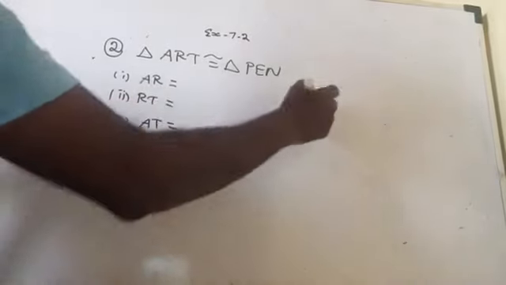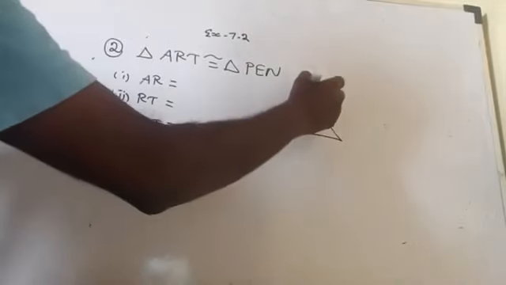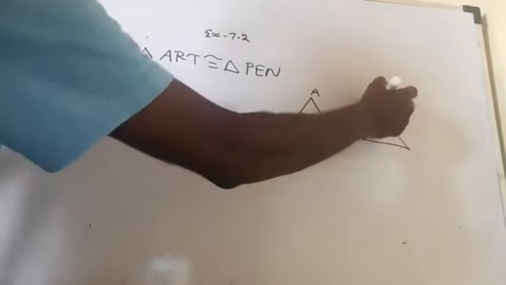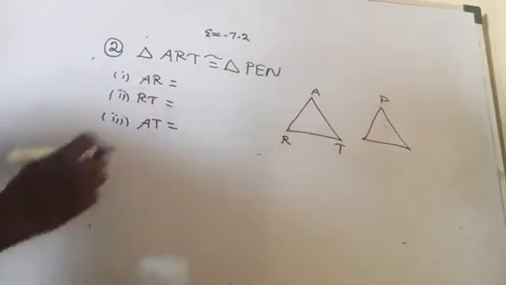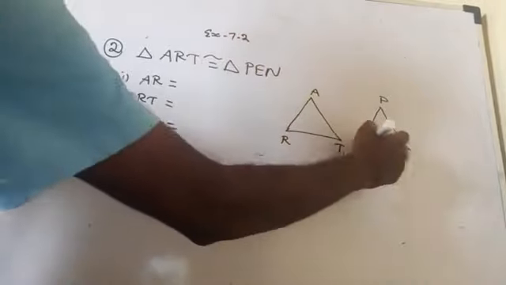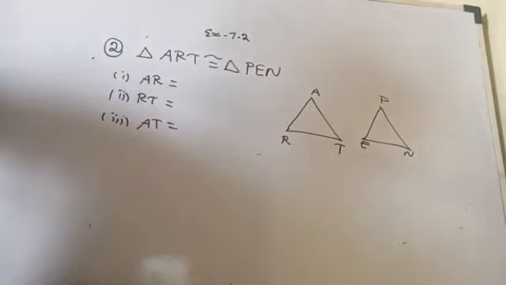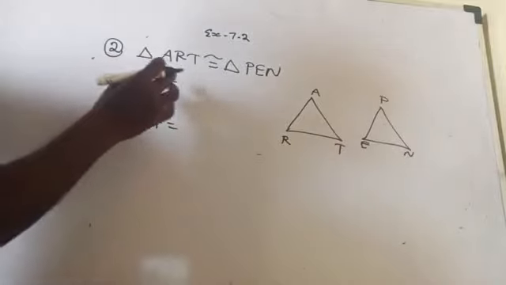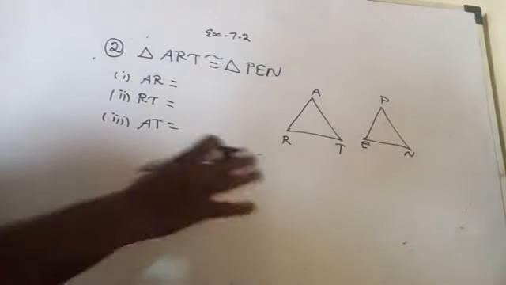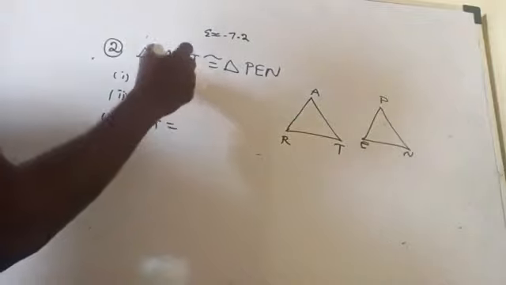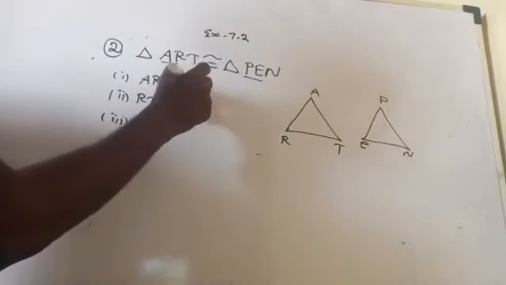Already given here is that triangle ART is congruent to triangle PEN under the correspondence of ART and PEN. Now, by the SSS congruence rule, these two triangles are congruent. So, AR corresponds to what? PE. AR corresponds to PE.